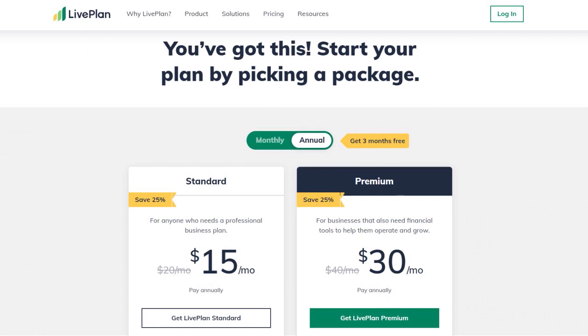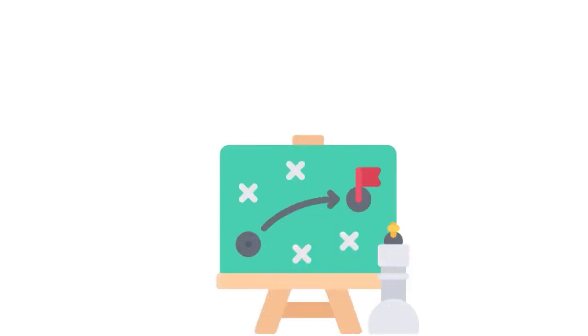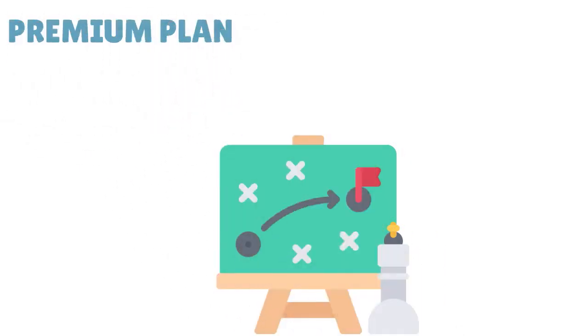LivePlan has a pretty straightforward strategy when it comes to pricing. They're charging you $15 if you are on the standard plan. They're charging you $30 if you are on the premium plan, right? Pretty simple, nothing complicated, very transparent. We love that a lot. And we can tell you, based on our experience, it's just better to be on the premium plan because the standard plan is kind of affordable, but it doesn't have the depth and breadth of features that you would need if you want to write a fully fledged business plan.